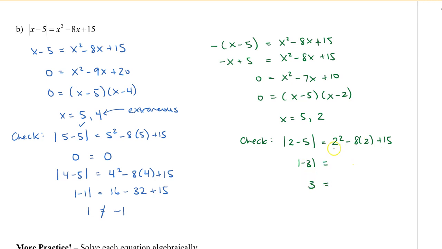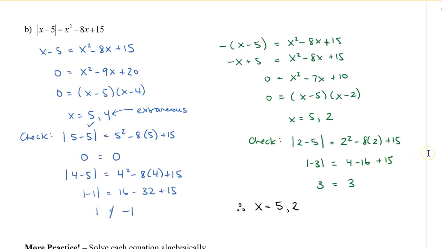And then on the right side, we get 4 minus 16 plus 15. So 4 minus 16 is -12, plus 15 is 3. So yes, that does work. So altogether, we have our solutions of x. So x is equal to 5 and 2, but not 4 because remember, it was extraneous.